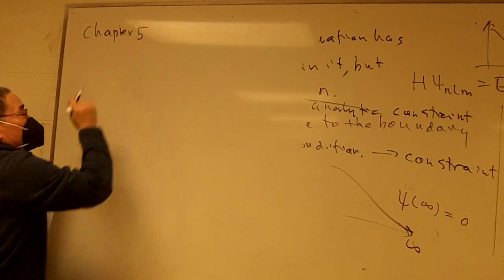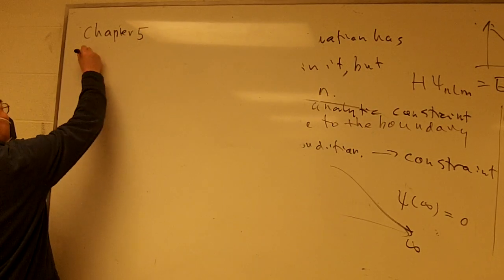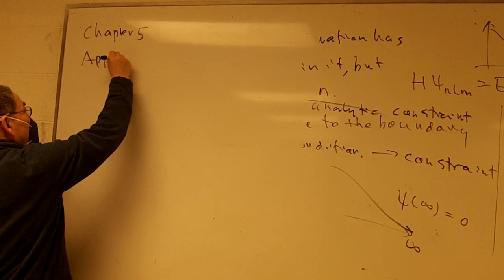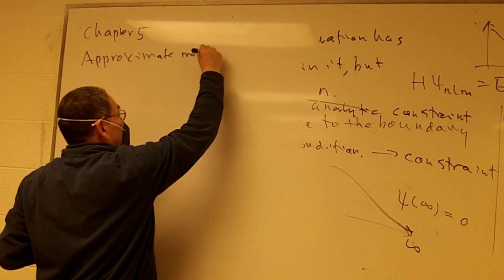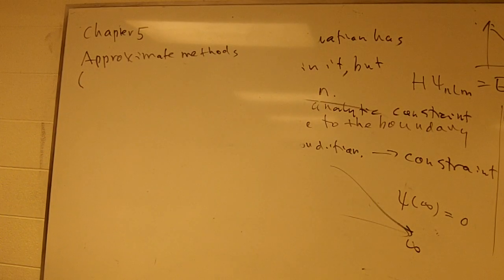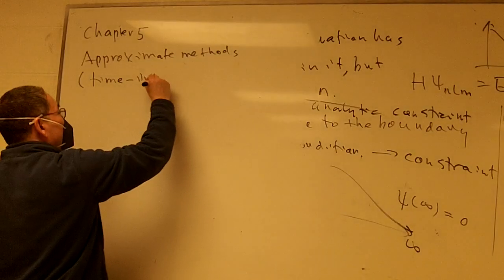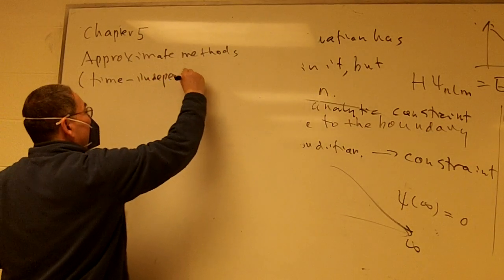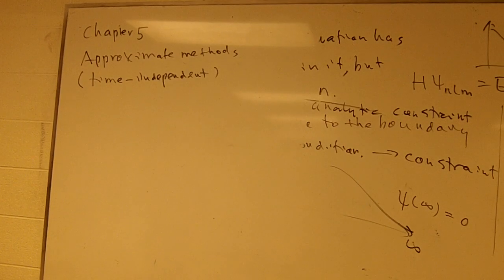So this will be chapter 5, and make sure you do write the notes down, because some of these notes are quite important. And we will talk about approximate methods. In this chapter, the approximate methods are time independent. So it's called the time independent method.